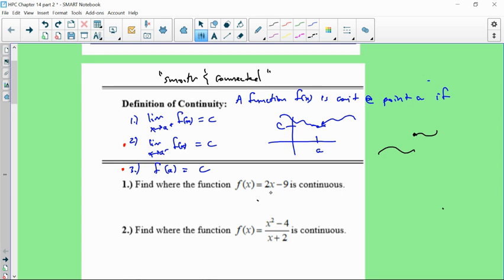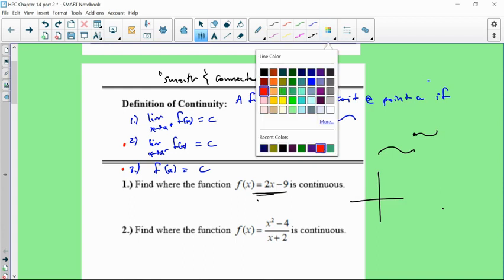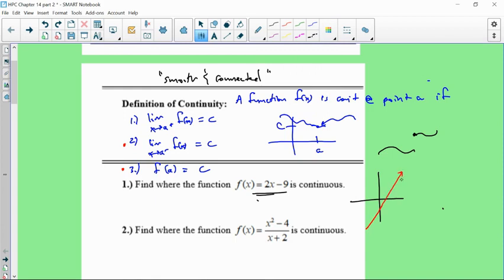Now, if I don't see a graph and I just have this equation, it's just a linear equation. There's nothing that mathematically I can't do. You're not dividing by 0 or square rooting negatives. You just have an equation of 2x minus 9. So there are no asymptotes or jumps or holes or oscillations. So where is this continuous? Everywhere, right? And a lot of functions that we've studied that are like polynomial are going to be continuous everywhere.